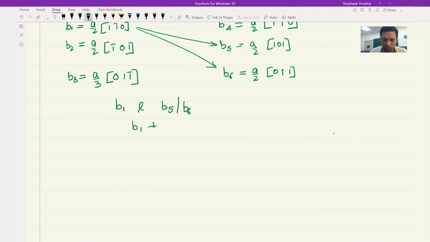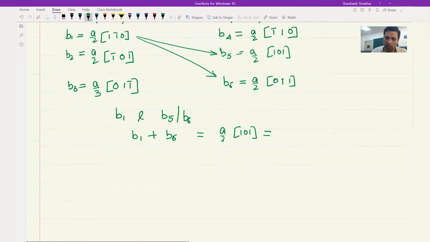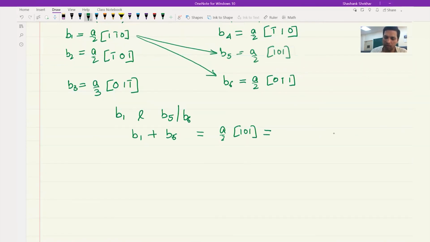So B1 plus B6, what you would see comes out to a by 2, 1 0 1, which is nothing but B5, because B1 is same as B4. So some of these combinations would result in another Burgers vector of the same slip plane. Similarly, if you look at B1 plus minus B5, you would get a by 2, 0 bar 1, equal to minus B6.